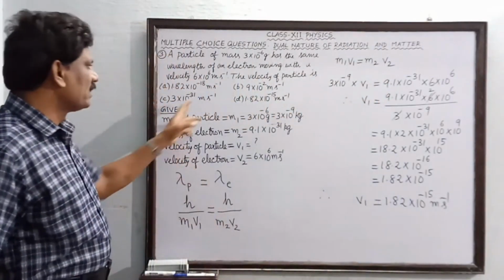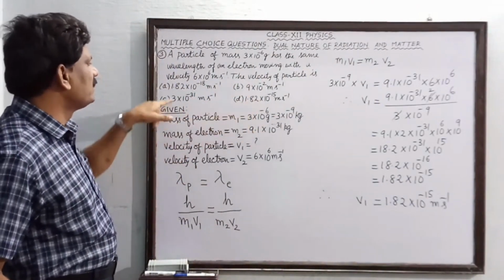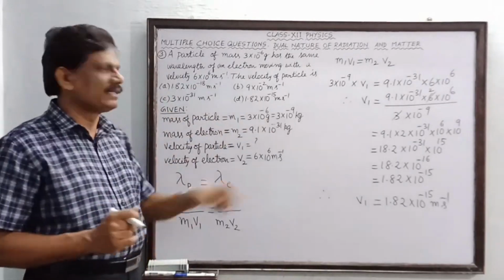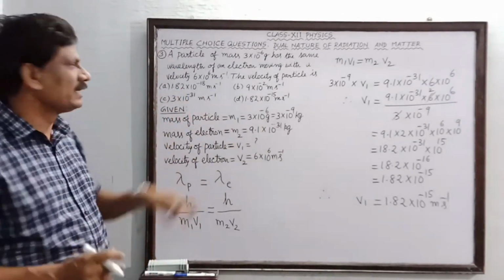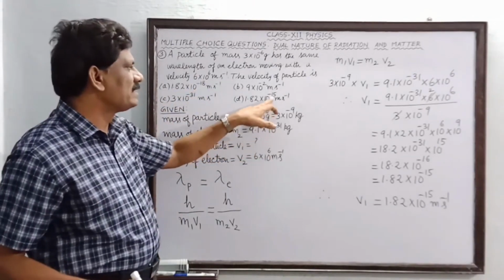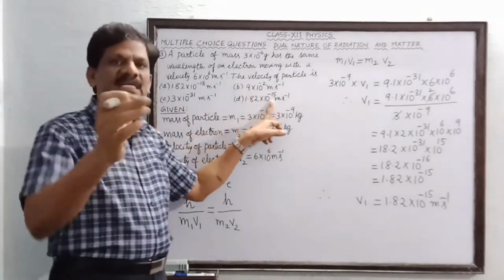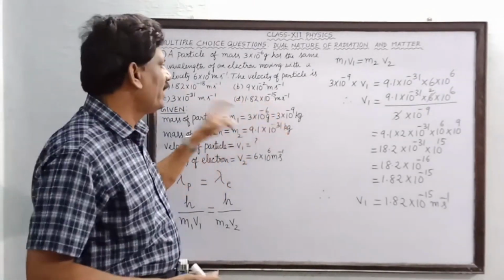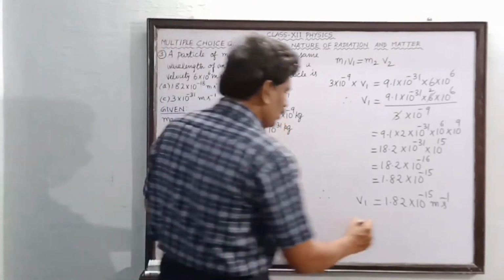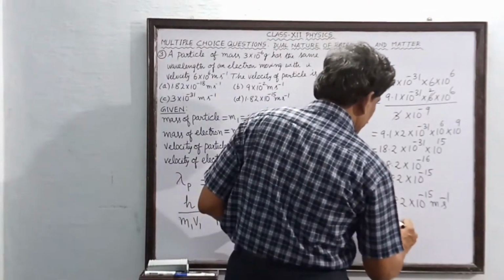So 4 options are given. So which is the option? You see here A and D look alike. So quickly after looking at the number, you should not click A, because 10 power there is minus 18. And here what is the 10 power? It is 10 power minus 15. So which answer should be correct? Is it A or D? Yes, it is option D. So this is option D.